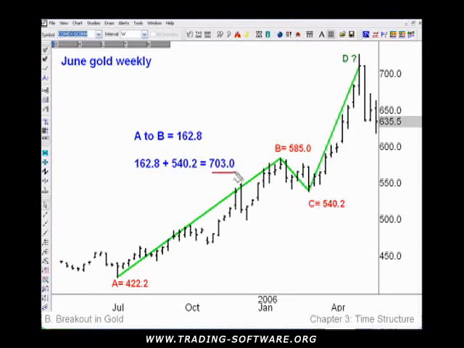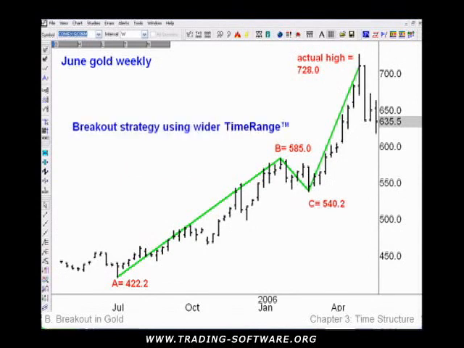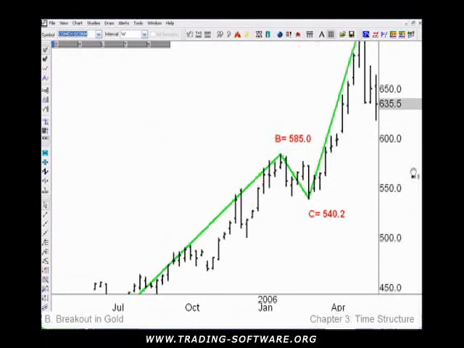This is the mathematical calculation of where point D ought to be if CD were to stretch itself out to equal AB. Actual high at D came in at 728 even, so we've actually gone beyond 702. This is the breakout strategy using the wider time range. Let's take a close look at where the actual entry would be and why that would be a good entry.